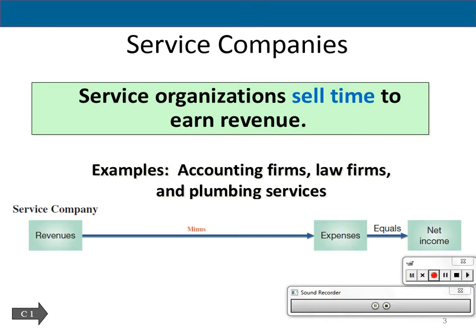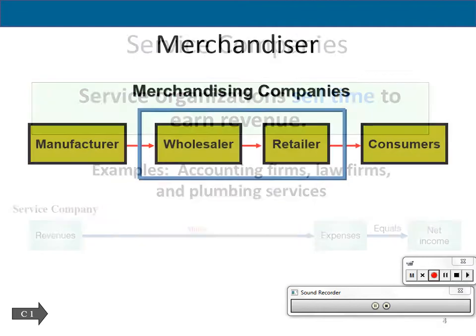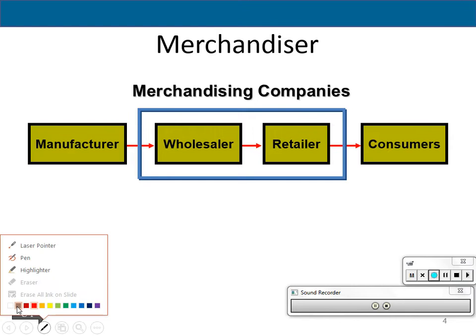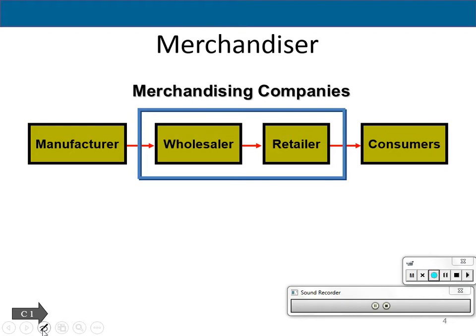Up until this point, you have learned about providing a service and then earning revenue, right? And then, of course, to get your net income, you subtract expenses from your revenue. But in a merchandising situation, this is typically how the process goes. The only ones that we are actually concerned with are the two in the middle, which are the retailer and the wholesaler. So in this case, of course, we know the wholesaler purchases from the manufacturer.